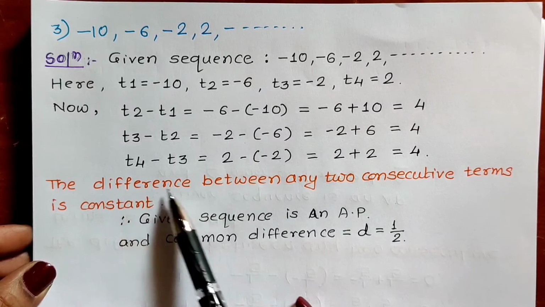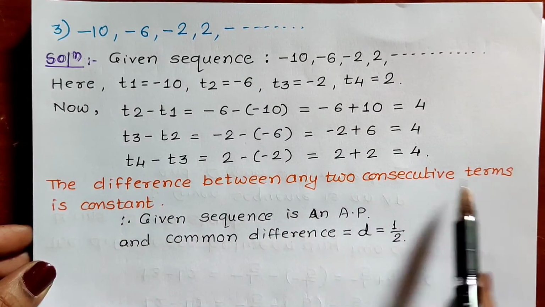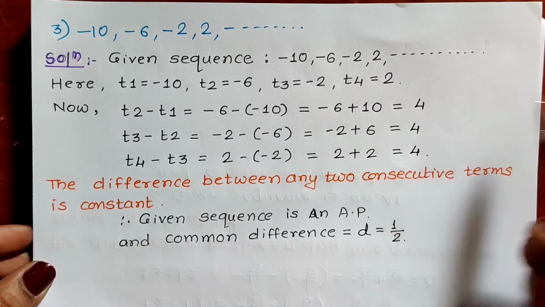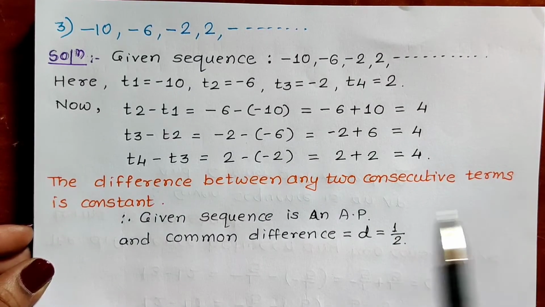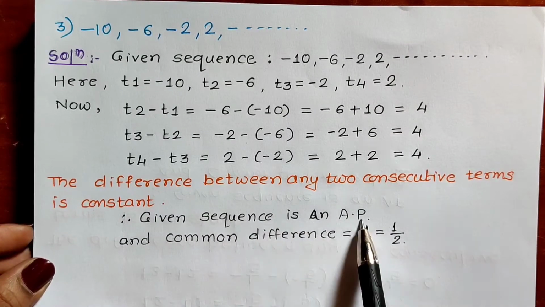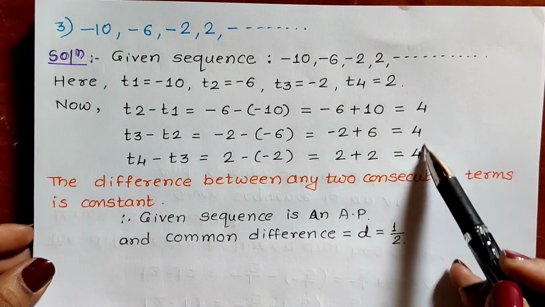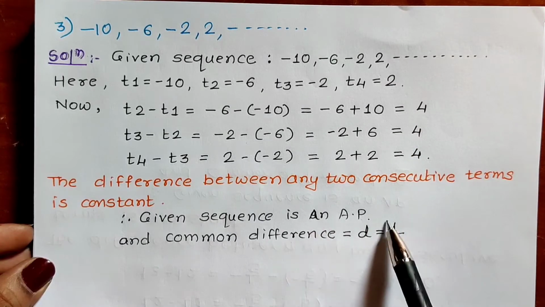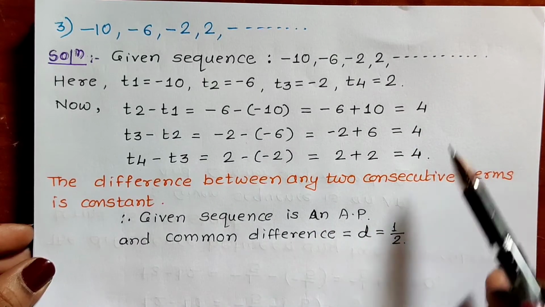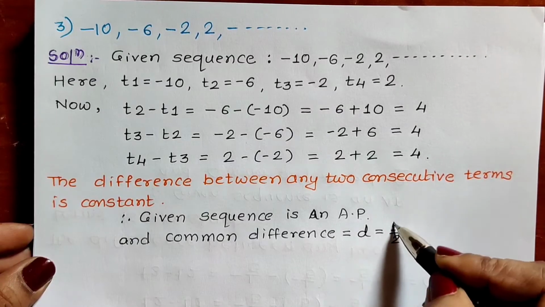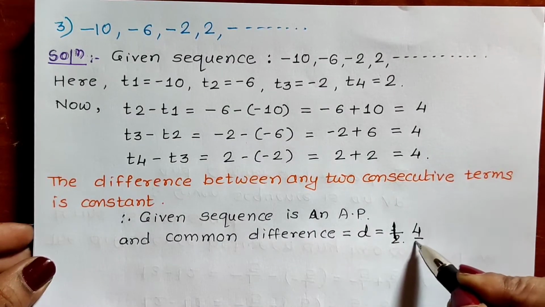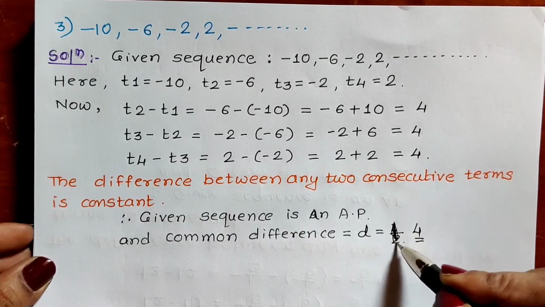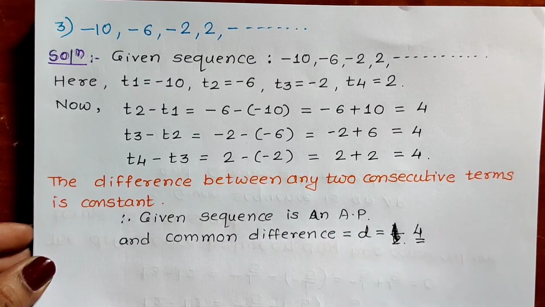So therefore, the common difference between any two consecutive terms is constant. We are getting 4, 4, 4 every time. It is constant, and that's why the given sequence is an AP. When the common difference is constant, the given sequence is an AP. And common difference, how much have we got? Common difference is equal to 4. By mistake, 1 upon 2 is written. So common difference is 4.